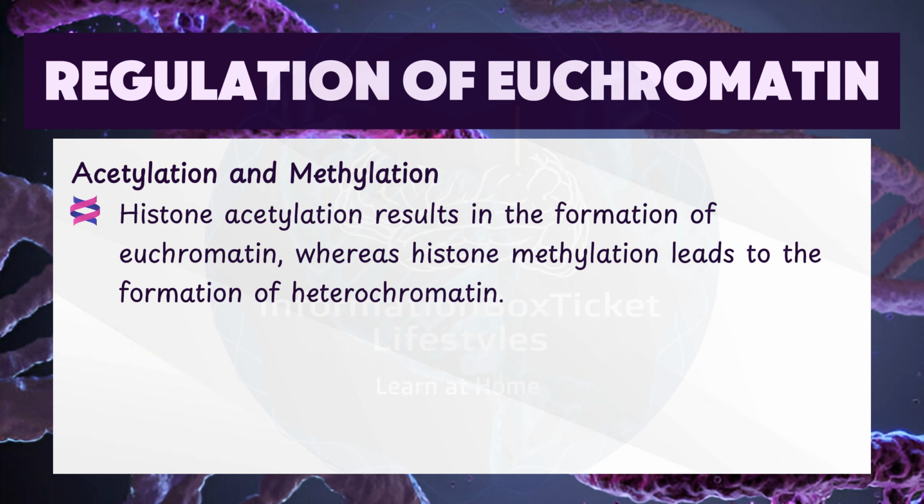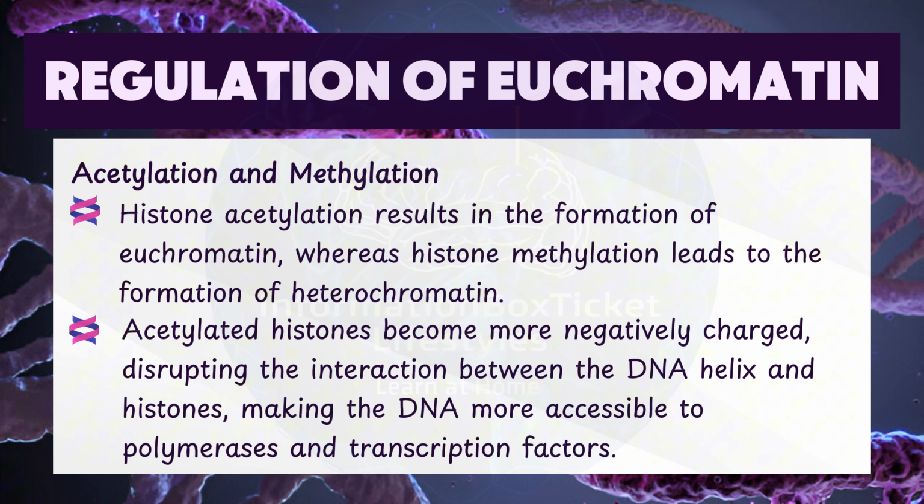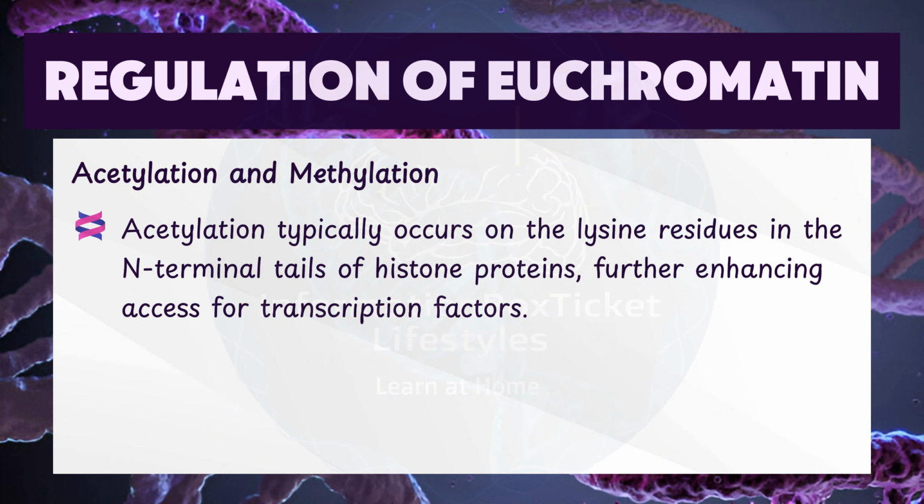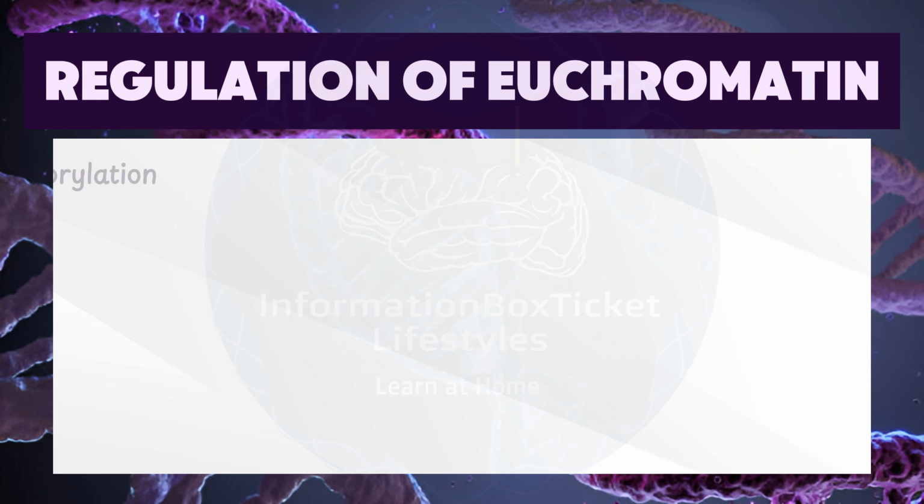Acetylation and methylation. Histone acetylation results in the formation of euchromatin, whereas histone methylation leads to the formation of heterochromatin. Acetylated histones become more negatively charged, disrupting the interaction between the DNA helix and histones, making the DNA more accessible to polymerases and transcription factors.